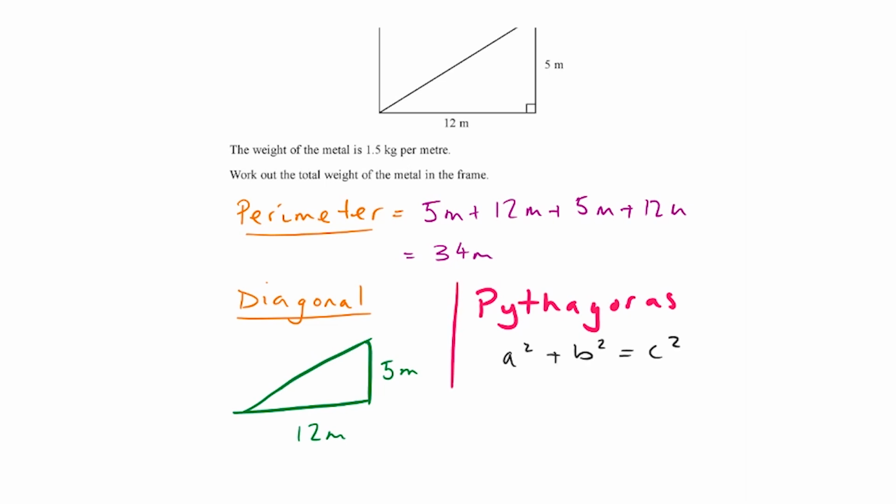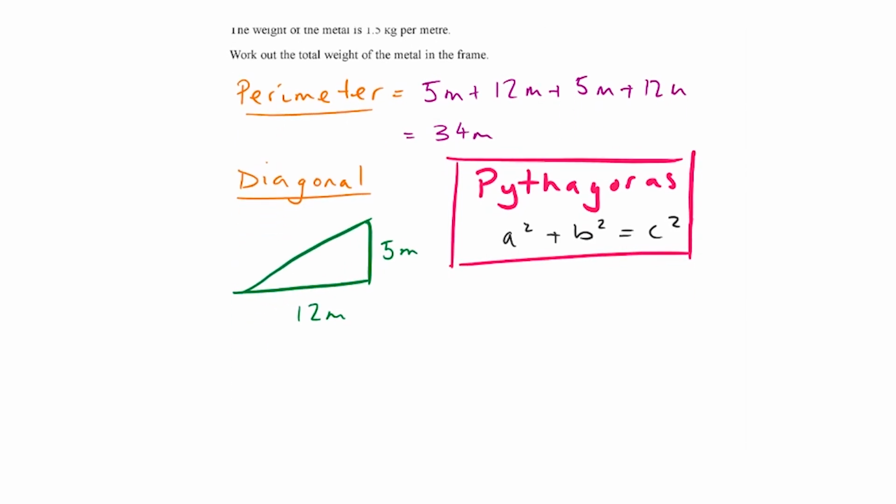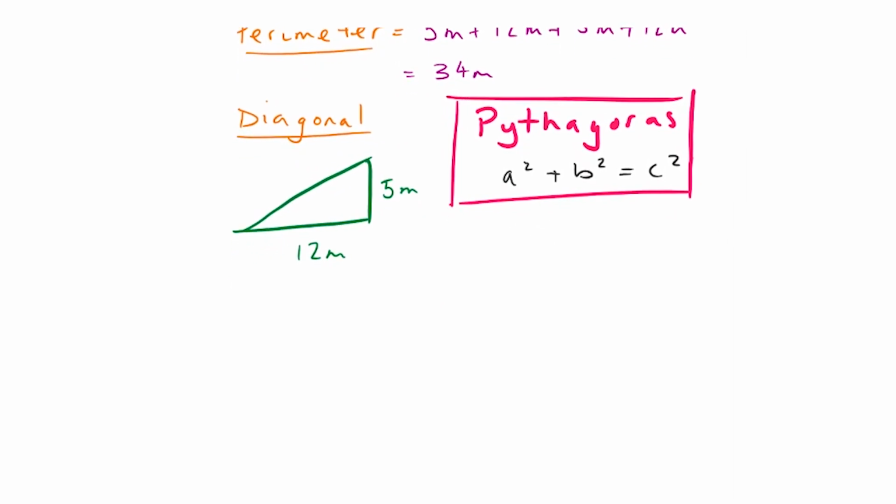So just a reminder, Pythagoras' theorem is that a squared add b squared is equal to c squared. So c is the length that we're trying to find out in this case. So let's mark those as we've got 12 meters and 5 meters. So we need to do 12 squared add 5 squared, and that will give us c squared. So 12 squared is 144, 5 squared is 25. That will tell us what c squared is. So that's 169. So c squared is 169.